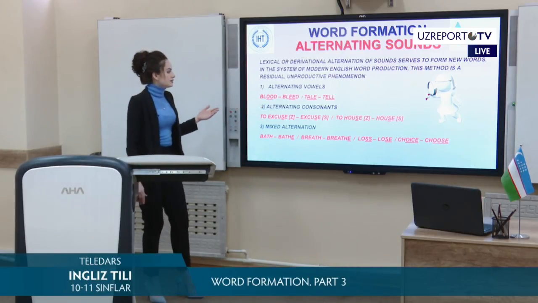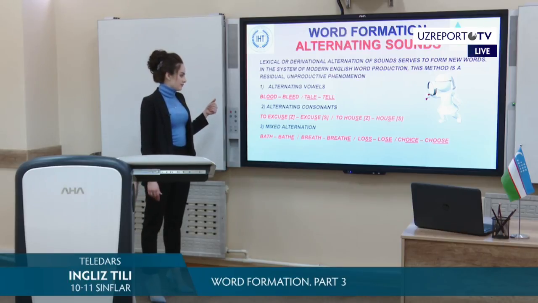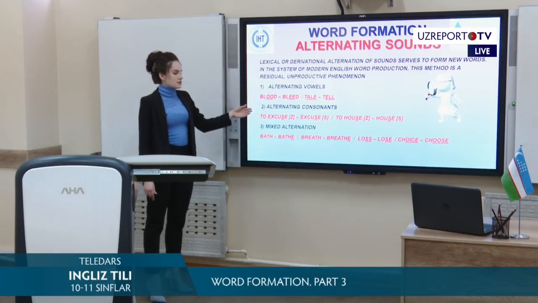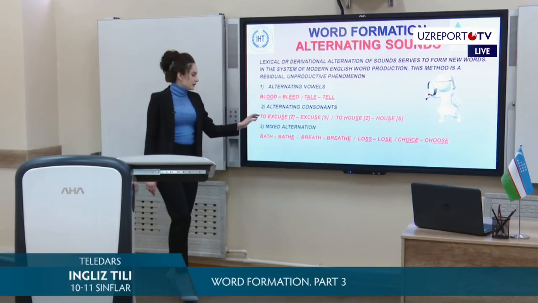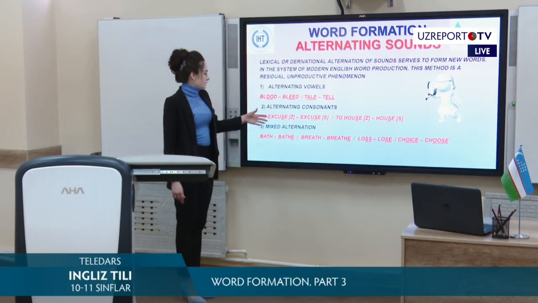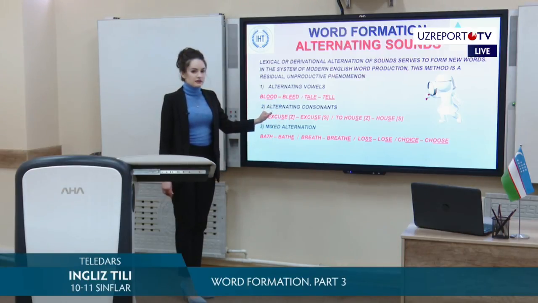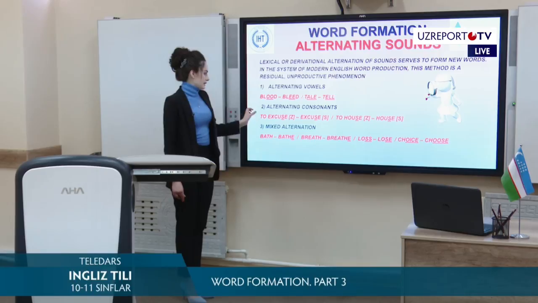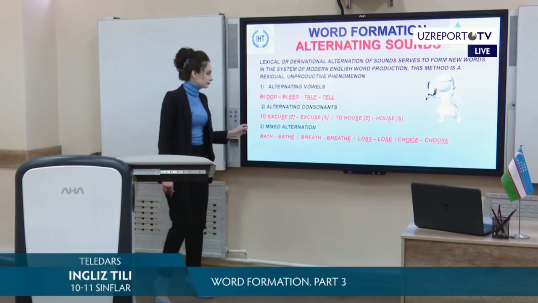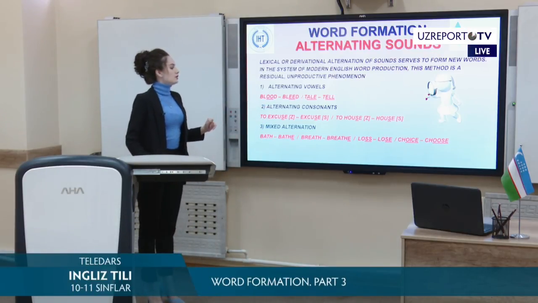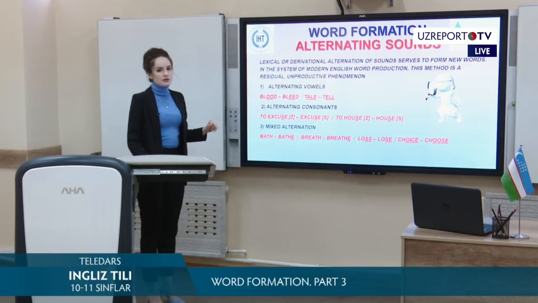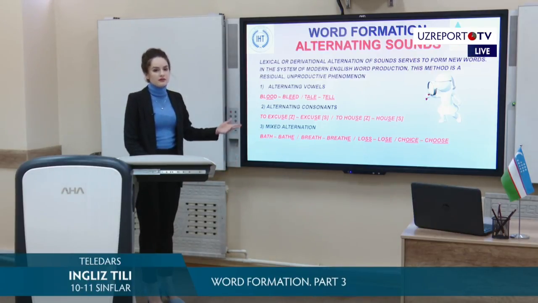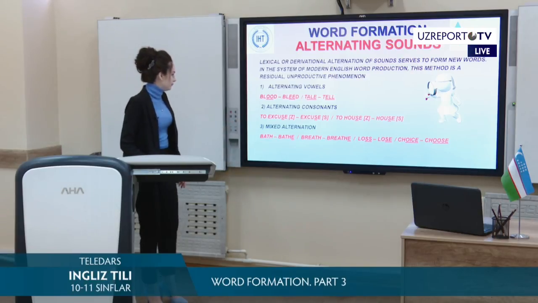Next one is alternating consonants. To excuse, excuse. Here I underlined S and S, but they have different pronunciation, like Z and S. The same situation with to house and house. Also it depends on the part of speech, verb or noun.